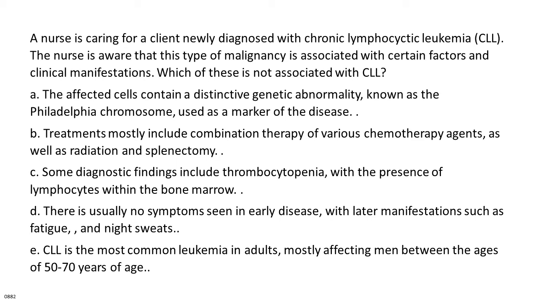A. The affected cells contain a distinctive genetic abnormality, known as the Philadelphia chromosome, used as a marker of the disease. B. Treatments mostly include combination therapy of various chemotherapy agents, as well as radiation and splenectomy. C. Some diagnostic findings include thrombocytopenia, with the presence of lymphocytes within the bone marrow. D. There are usually no symptoms seen in early disease, with later manifestations such as fatigue and night sweats. E. CLL is the most common leukemia in adults, mostly affecting men between the ages of 50 to 70 years of age.